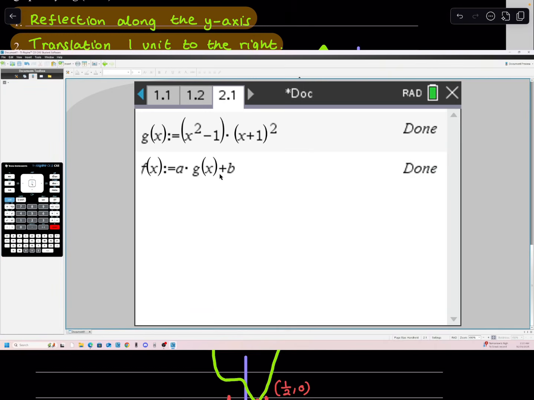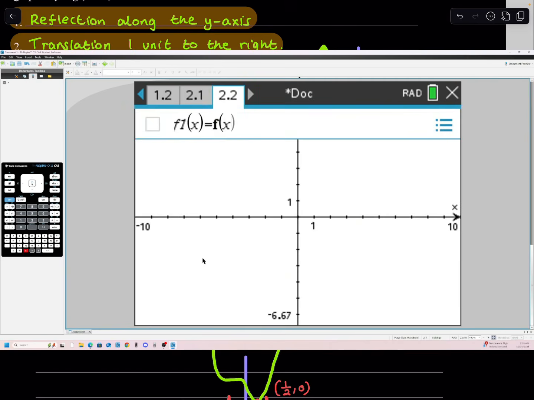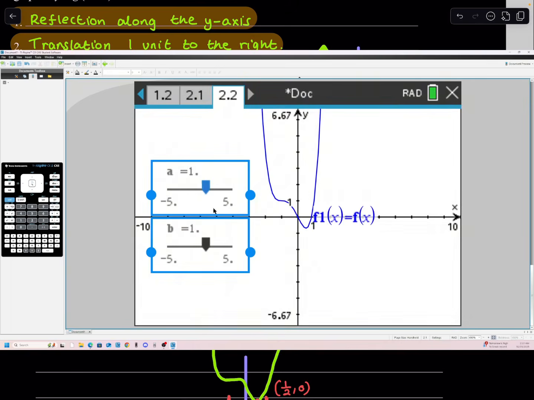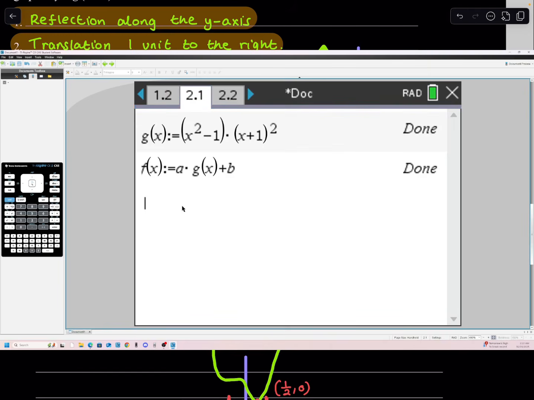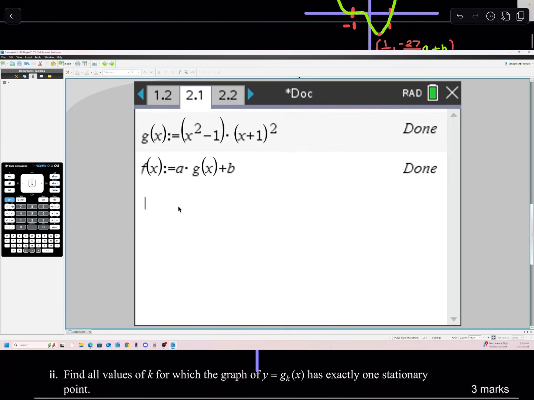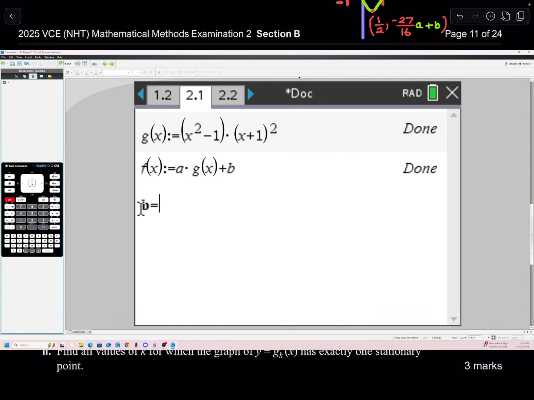That's your new function. And I can actually graph f of x, yeah? Look, a and b, I can play with a and b. Now remember, a and b are positive values, they told us, yeah? So I'm going to put 0 here. Now let's think about it. When we did all our working out, we found out that b has to be equal to 27a over 16. Isn't that correct, yeah? It has to fit this.